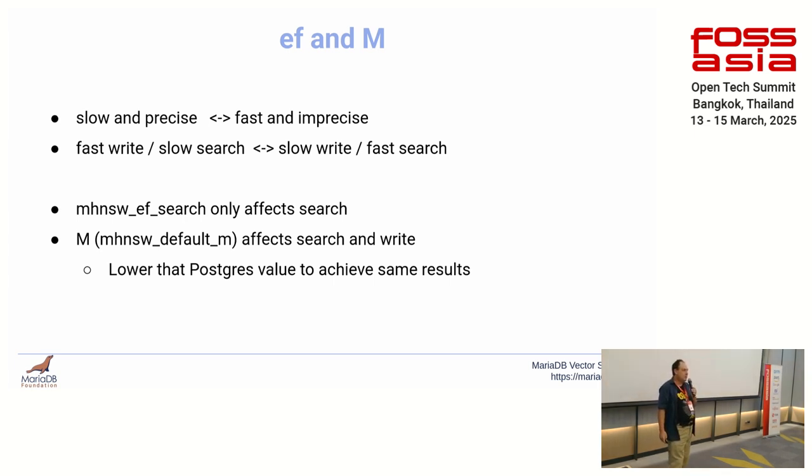As I mentioned before, the M and EF search values are different from PG Vector or others, and what typically happens if you're using MariaDB is that you'll be using a lower value of M than PG Vector.